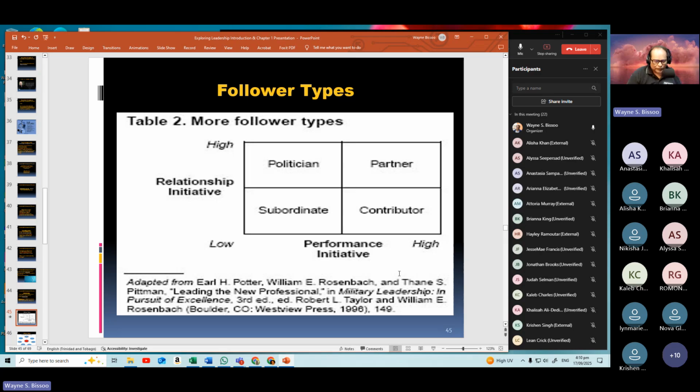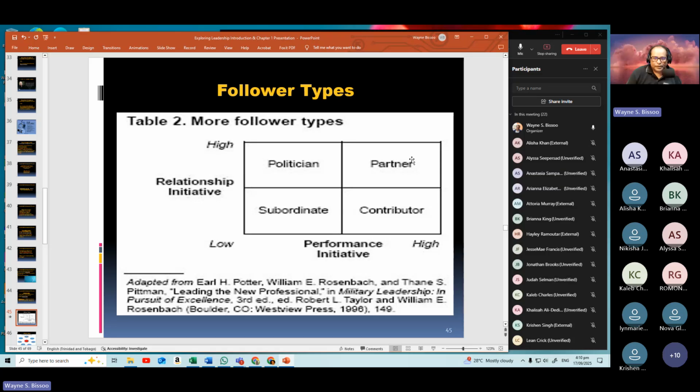So analyzing follower types. I want you all to think about this in the context of group work. So you get put into a group. Who are you? So we look at analyzing you and the other members in terms of their ability to work with each other, that's their relationship initiative, and their performance initiative, the willingness and ability to actually do the research and do the analysis for the work. So we have these two variables that we're going to be looking at. Where would you position yourself?